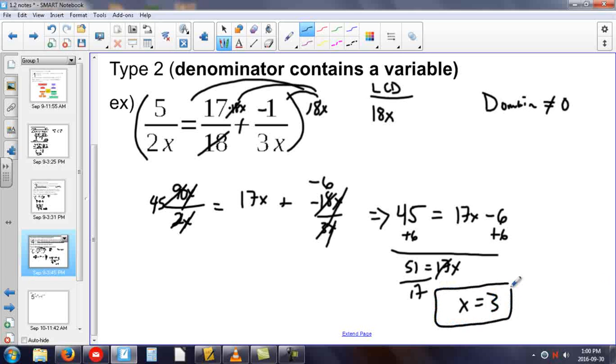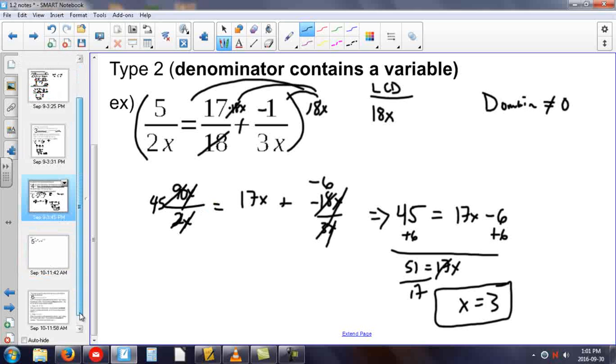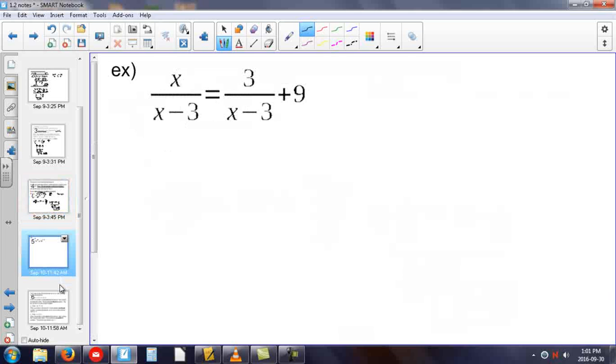Now the question is, would 3 in either of these denominators make the denominator 0? Well, 2 times 3 is 6, that's fine. 3 times 3 is 9, that's fine. So I shouldn't have any problems here. But those are things to be aware of. You need to be careful to make sure you don't walk into a trap.